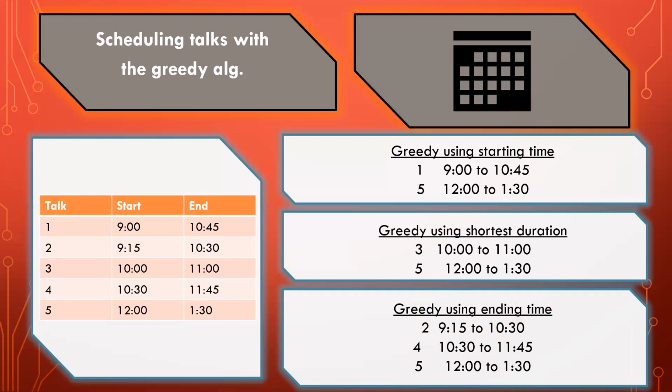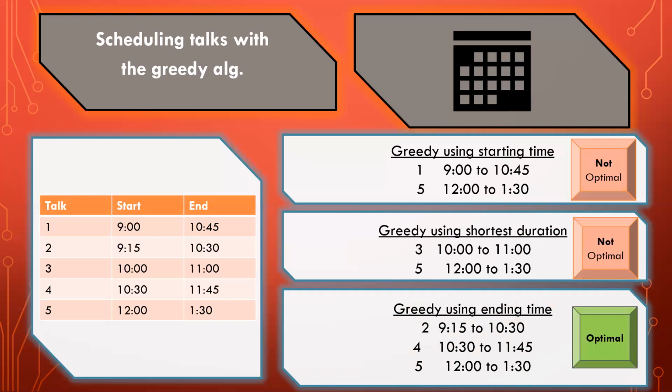And it just turns out if you look around and try this out, using starting time, not optimal. Using shortest duration, not optimal. Using ending time is optimal. And all 3 of these are greedy algorithms. And again, it shows that we're not guaranteed to get an optimal solution just because we're using a greedy algorithm.